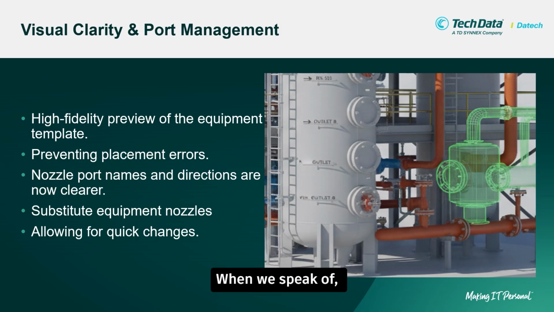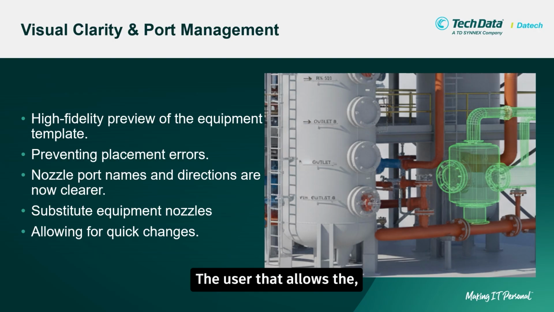When we speak of Plant 3D, the most important thing that we want to concentrate on is the equipment modeling. So the equipment modeling is significantly more intuitive and reduces the trial and error process that is currently being followed while placing equipment inside a model. The model preview helps you on placing the component in the current location.